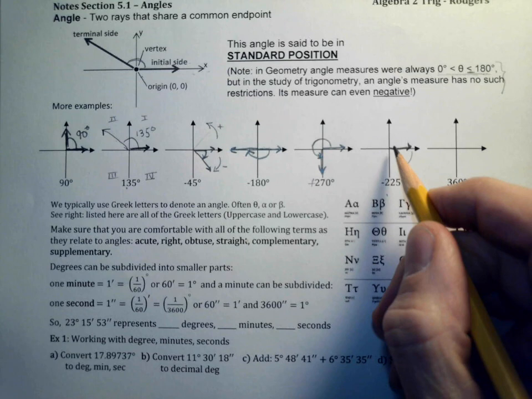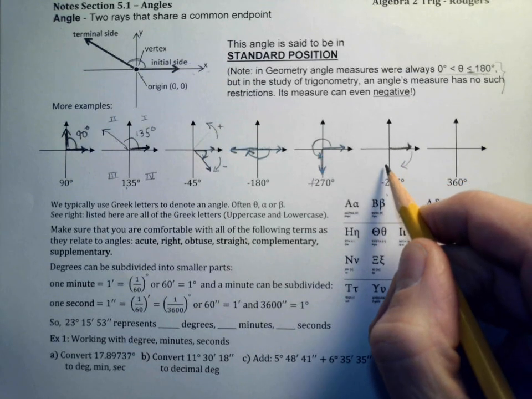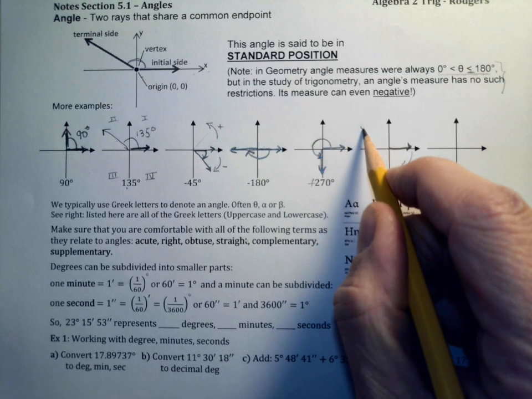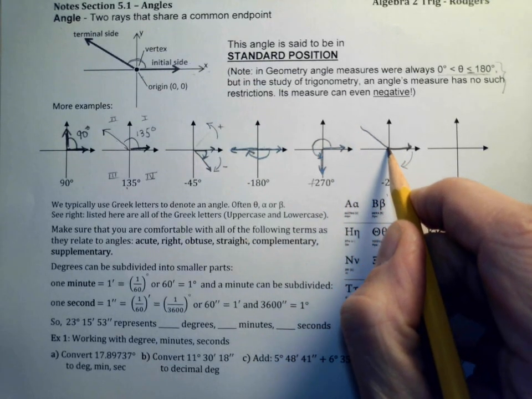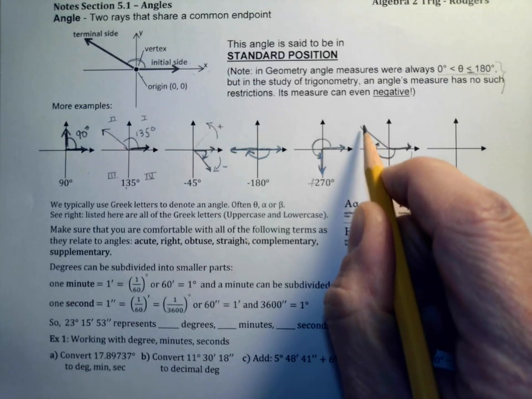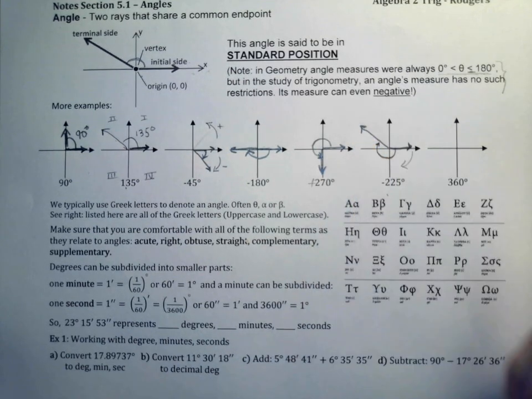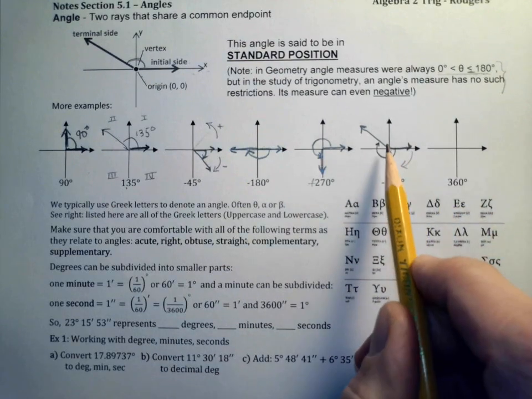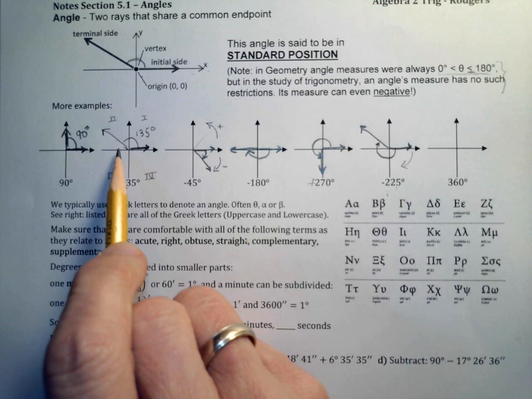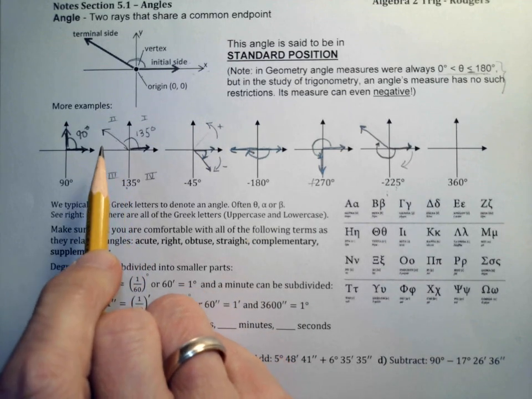Where will the terminal side be? Well, this is 90, 180, another 45 will make 225. So it's this angle here. Okay? Terminal side there.